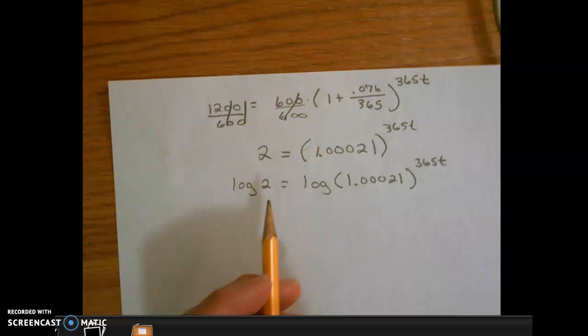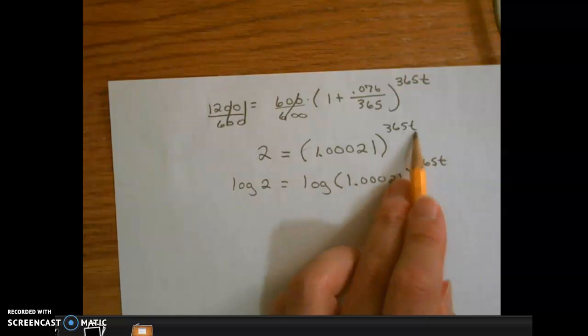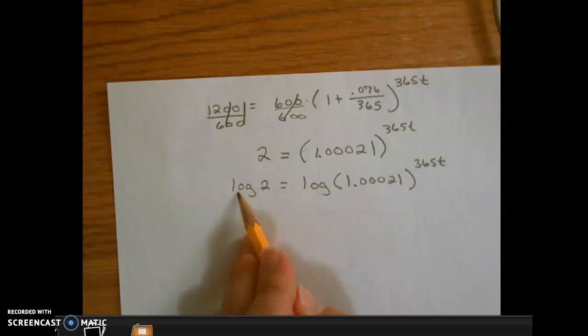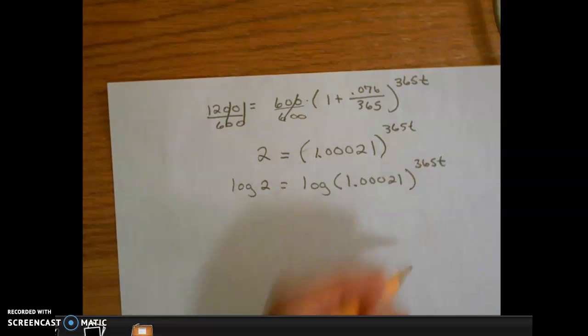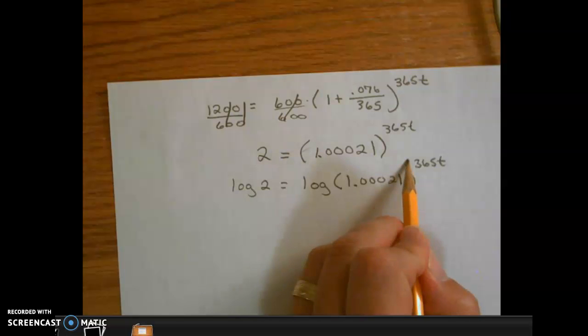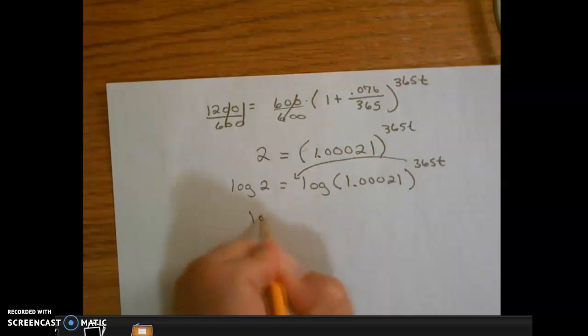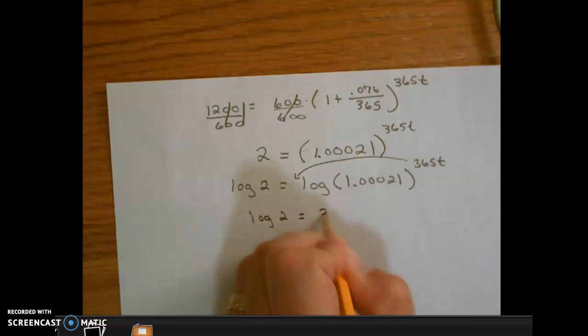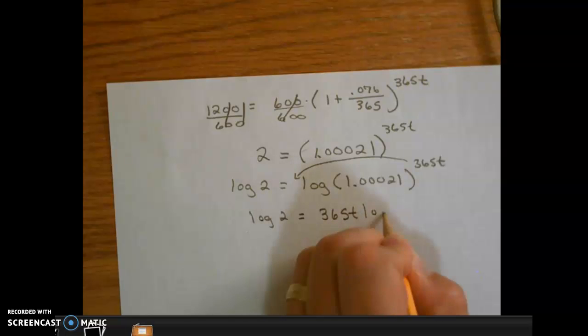Okay, so here's where we are. Remember, when you're solving for a variable in the exponent, we want to log both sides. So I logged the 2 and I logged this side here. Now we can use the power property to move the exponent down front. t log.